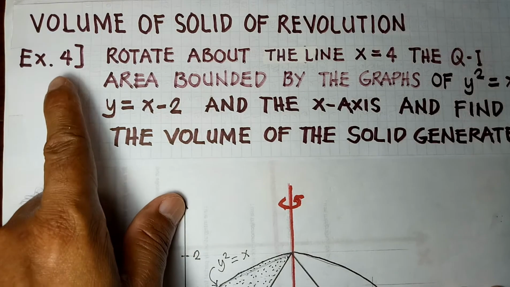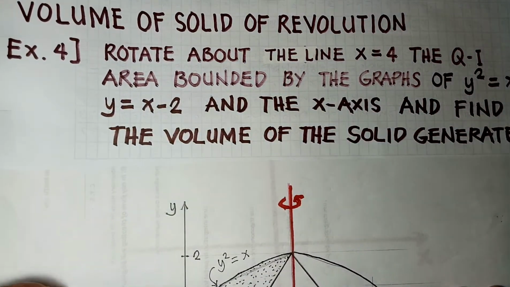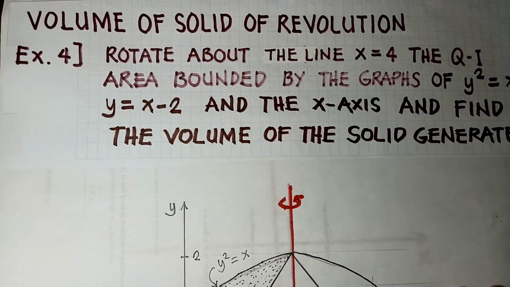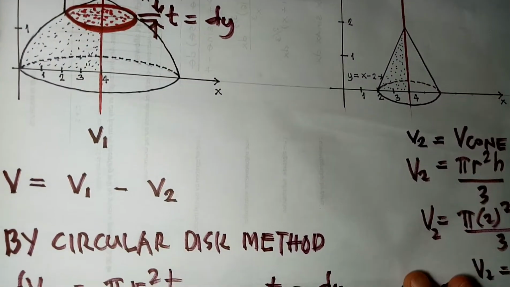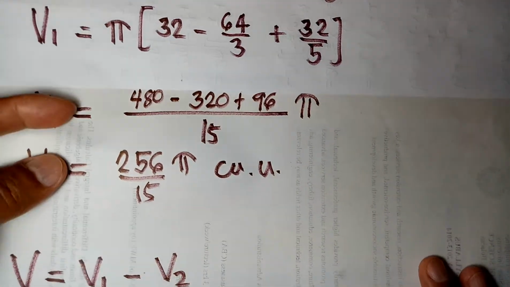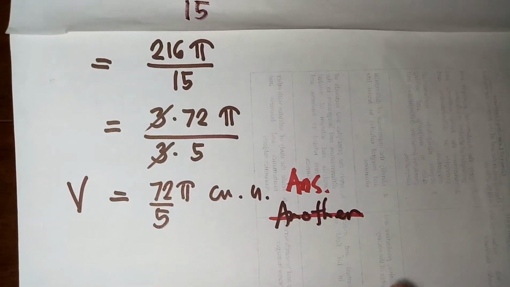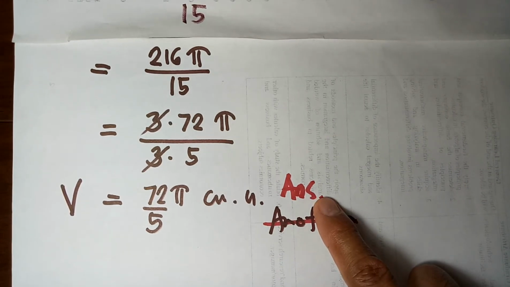So, this is our example number 4 on the volume of solid of revolution, solution number 2, part 12 of our video. In part 12 of our video, I wrote a word that should have been answer, but I wrote another word instead. So, it must be answer. Okay?